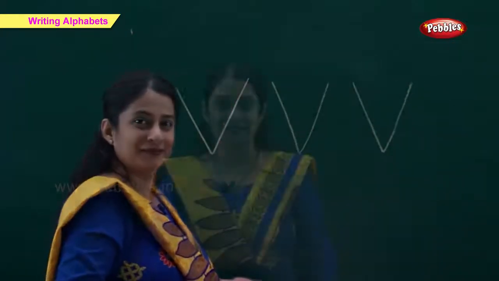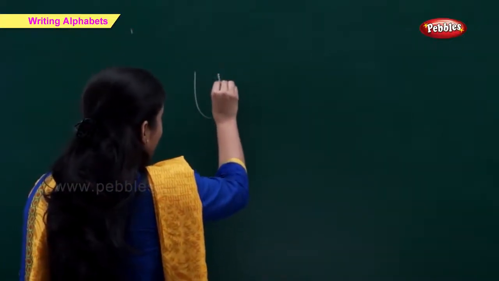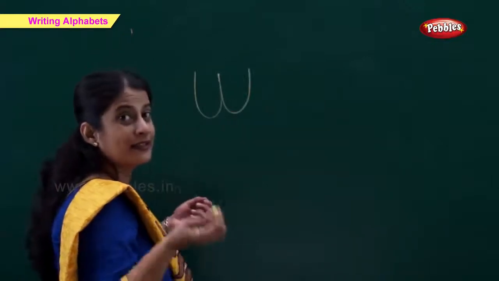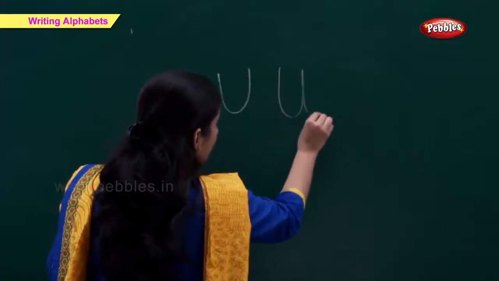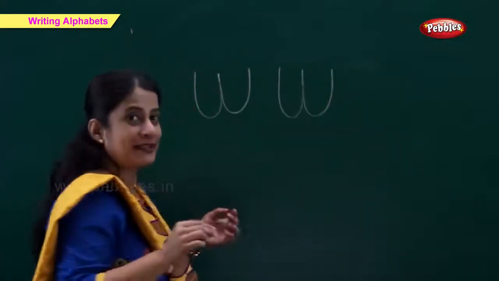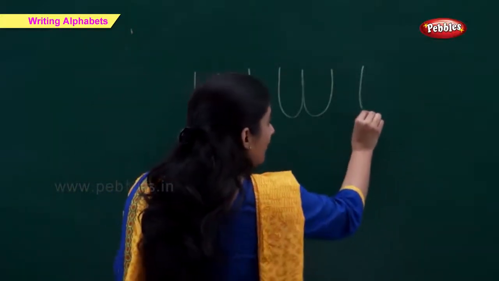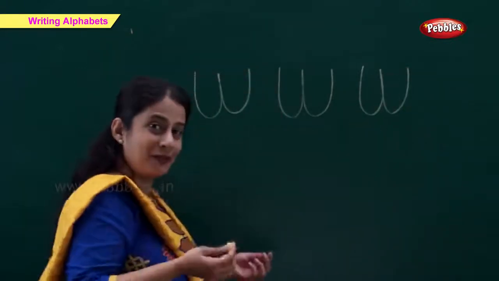Now we are going to write W. Small w. One curve joining another curve makes W.